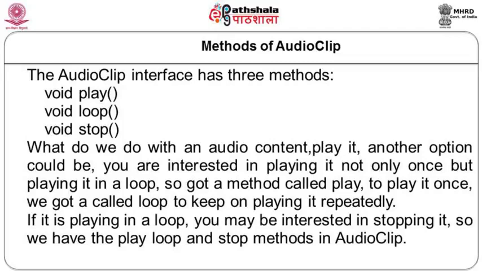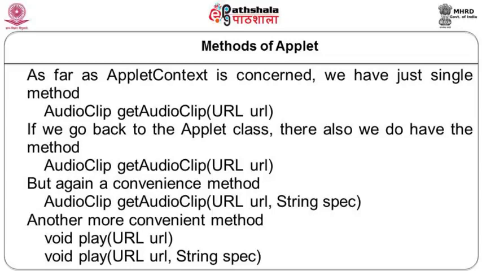So maybe you just call the method called loop. It goes in a loop to keep on playing it again and again. It just gets started. And then, if it has been started and it's going in a loop, you would be interested in stopping it. So you have play, loop and stop, 3 methods in the AudioClip interface. And then, as far as applet context is concerned, we have just a single method called getAudioClip to return the object of AudioClip from a URL.